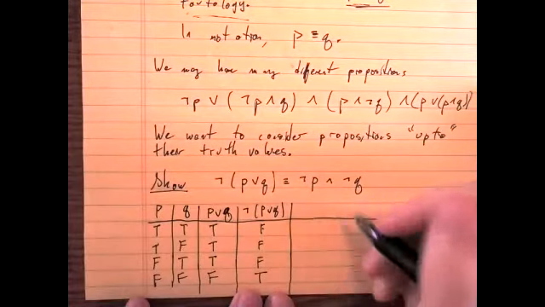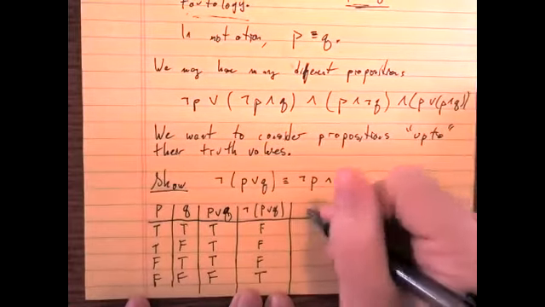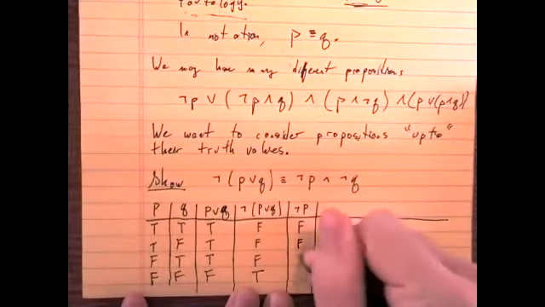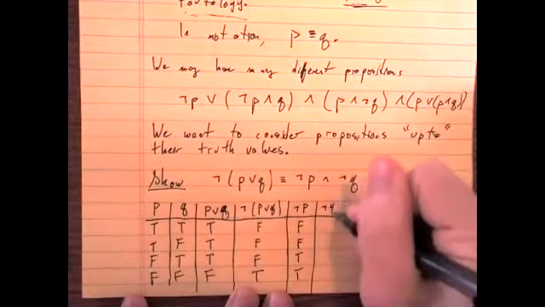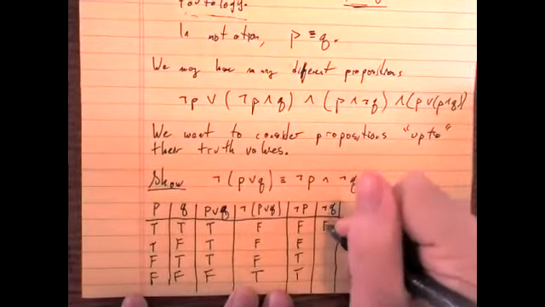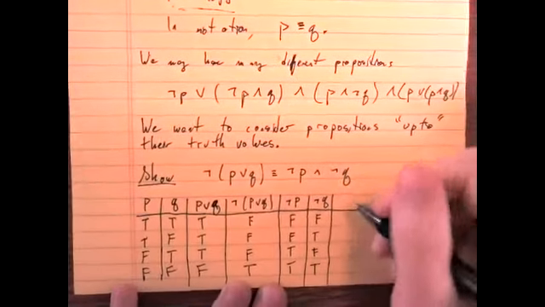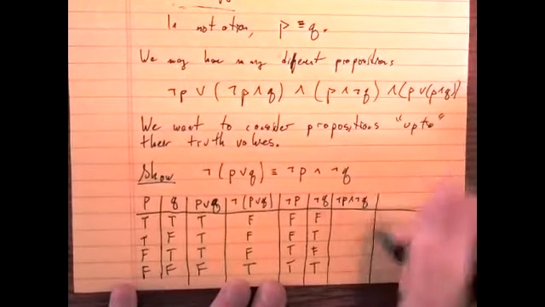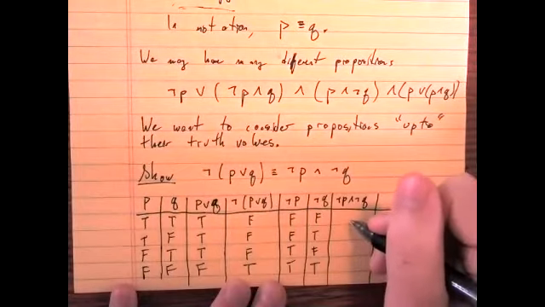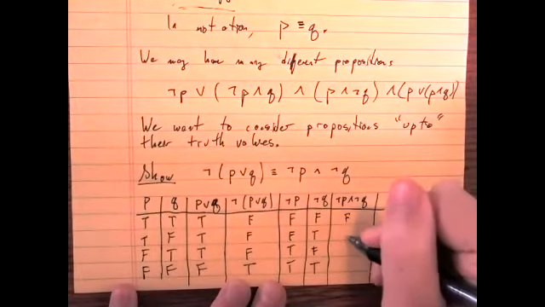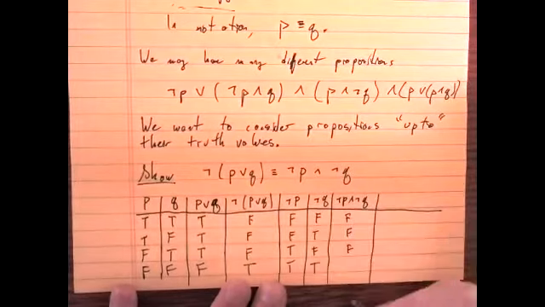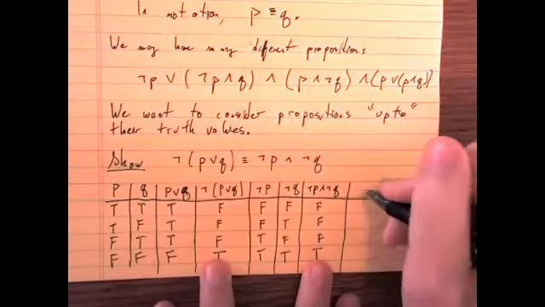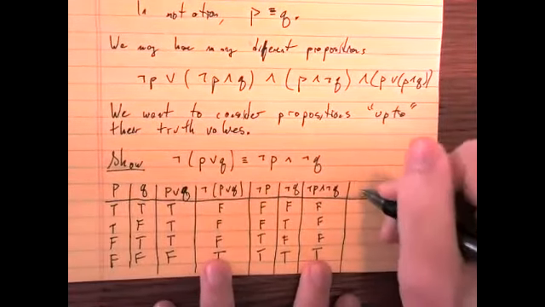And then if I'm trying to do not P and not Q, let me just do all the little pieces. Not P is going to be false, false, true, true. Not Q is going to be false, true, false, true. And then not P and not Q is going to be false, false, false, true.